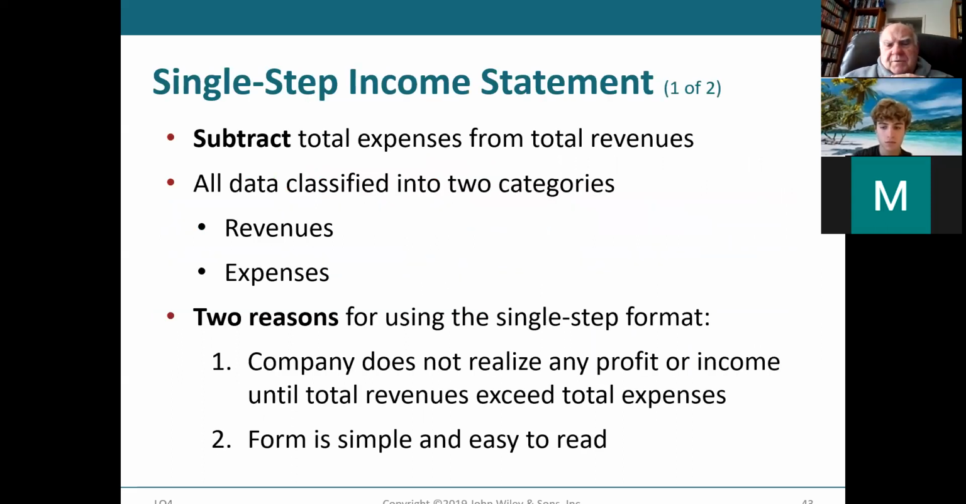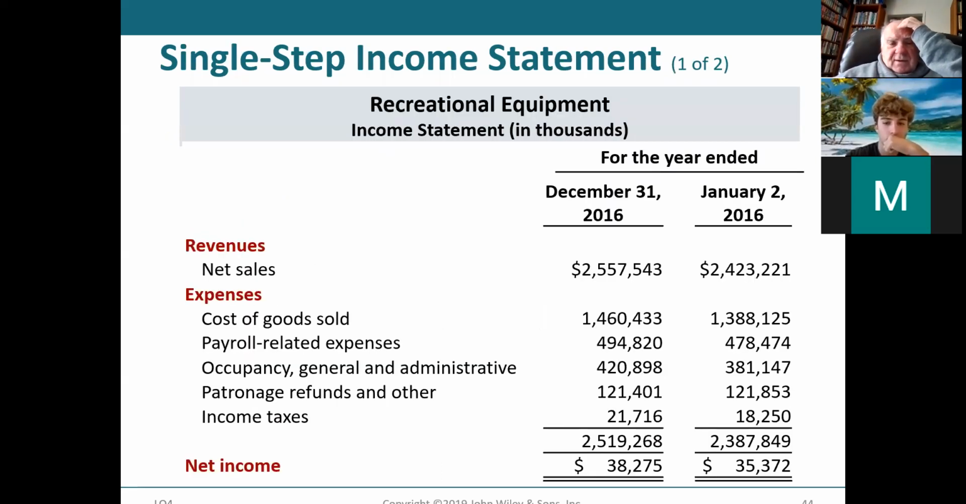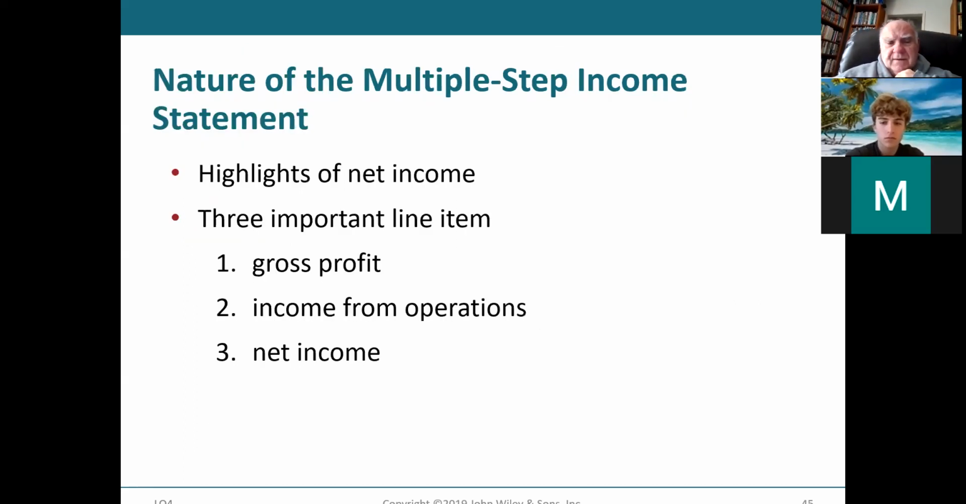Let's look at our longer income statement here. What we've done so far with income statements is we've had sales minus expenses, okay? And that's called the single step format, simple and easy to read. And here it is. This is what we've done so far. Net sales, and then we line up all of our expenses, including cost of goods sold. That's going to change now. We're now going to have to worry about gross profit, net income from operations, and net income, bottom line.